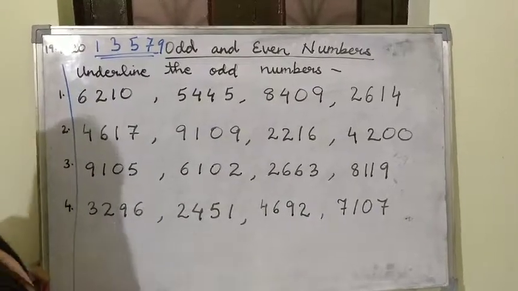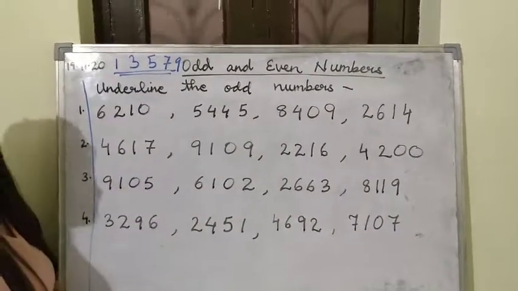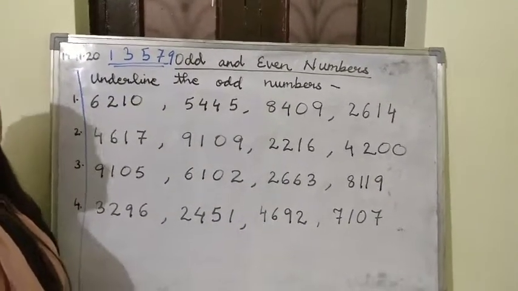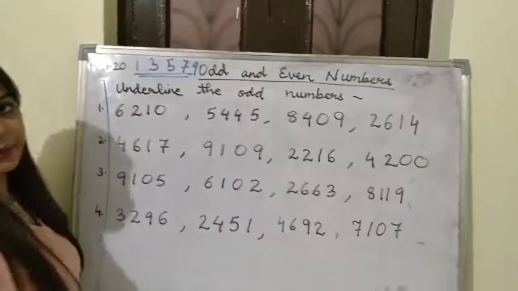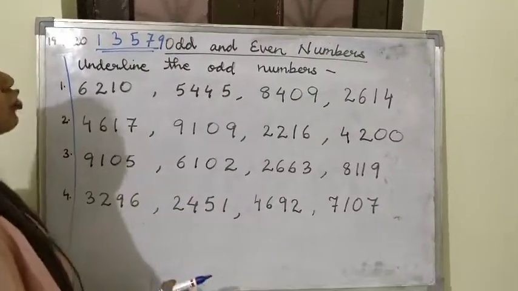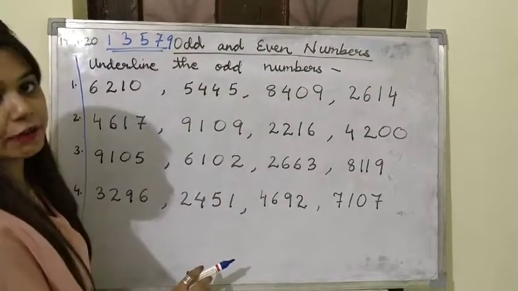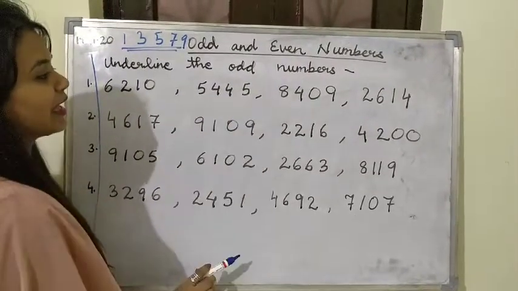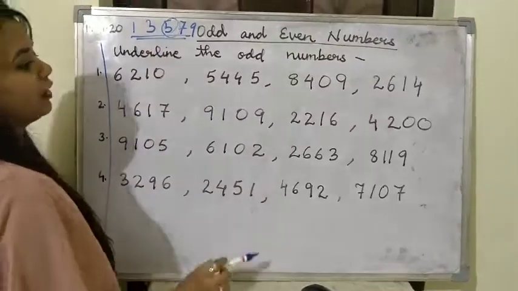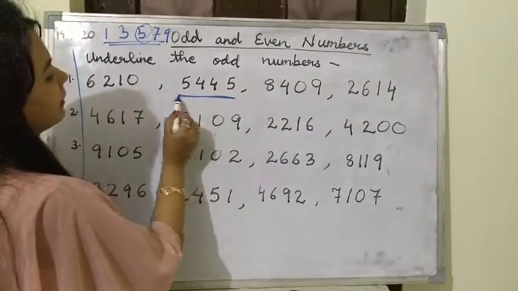6210. 0 is at the ones place. So 0 comes in the category of odd or even? Even. So we will just leave this number. We will not underline this. Let's see another number. 5445. Now 5 is at ones place. 5 is an even number or odd number? 5 is odd. So we will underline this complete number.